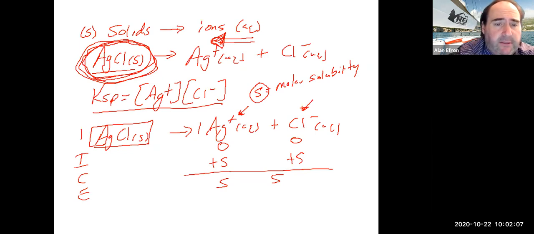And remember that you can only really use the Ksp values when you are comparing basically two things that break apart into the same number of ions. So if I wanted to compare something like silver chloride and say silver bromide, like we might do a little bit later on, we can use the actual Ksp values to compare that. And the larger the Ksp value, the more soluble it would be. The smaller the Ksp value, the less soluble it would be.